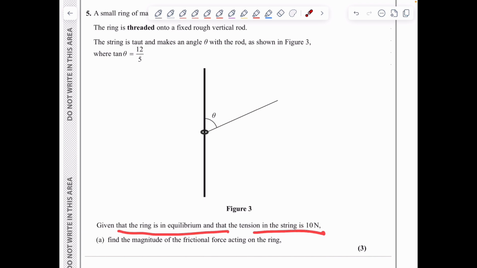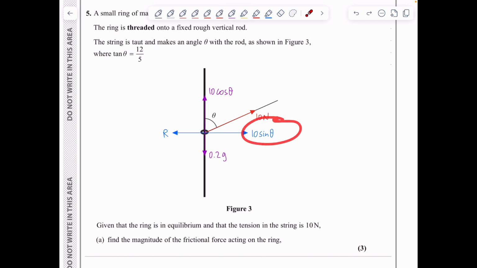So the first thing, as always, is to add the forces on my diagram. We start with the weight of 0.2g. We've been told that the tension is 10 newtons. So I will be resolving my tension in a vertical and horizontal direction. So the horizontal is 10 sin θ and it's pointing to the right, and the vertical is 10 cos θ pointing upwards. We also have a reaction to balance out the 10 sin θ pointing to the right.